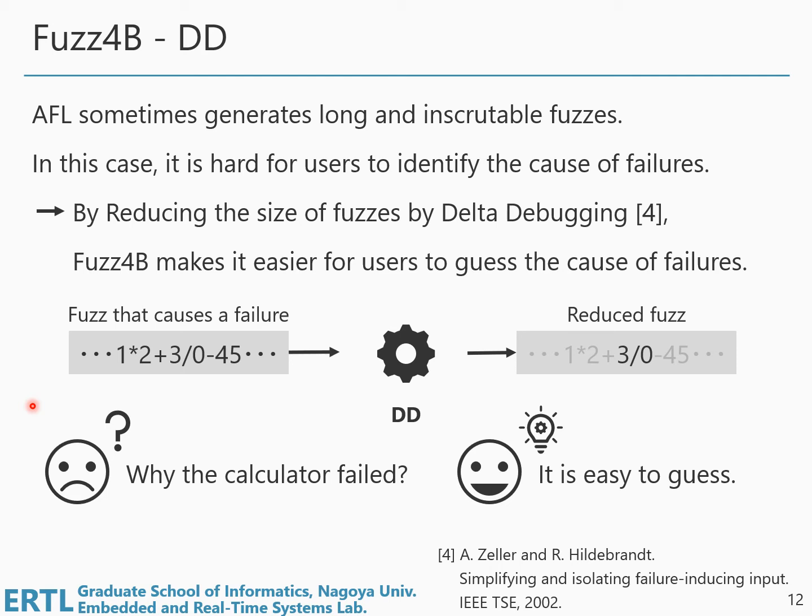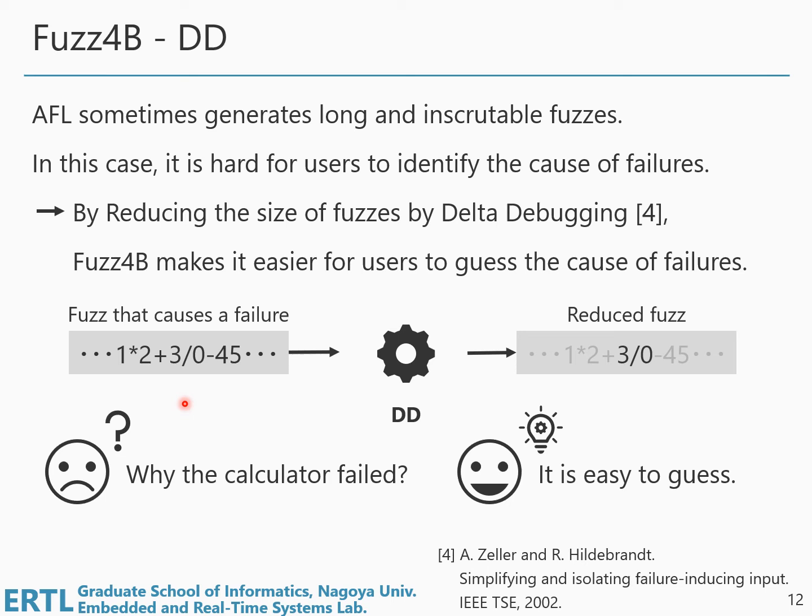AFL sometimes generates so long and unreadable fuzzes. In this example, AFL generates the long fuzz shown on the left-hand side. This fuzz includes zero division, but the user cannot find it because of the size of the fuzz. This makes it hard for users to identify the cause of failures.